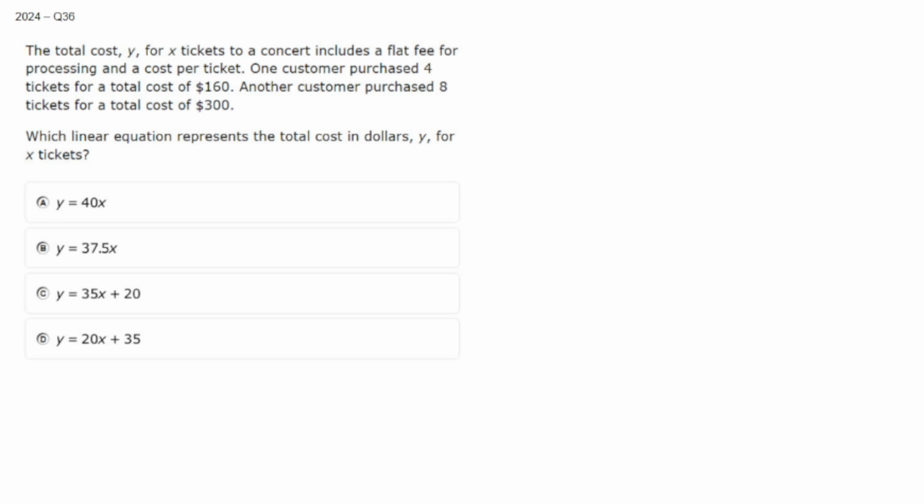The total cost Y for X tickets to a concert includes a flat fee for processing and a cost per ticket. One customer purchased 4 tickets for a total cost of $160. Another customer purchased 8 tickets for a total cost of $300.